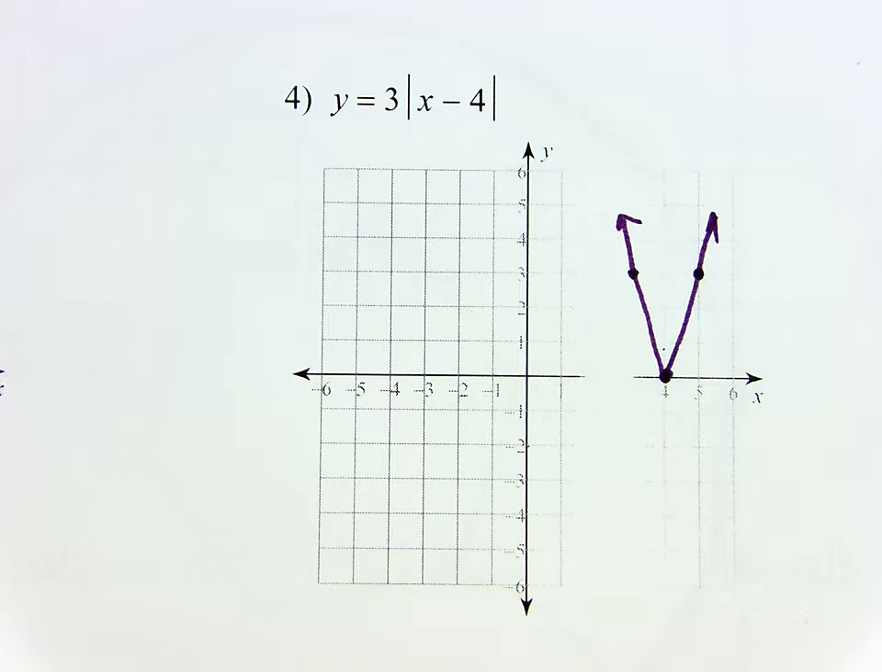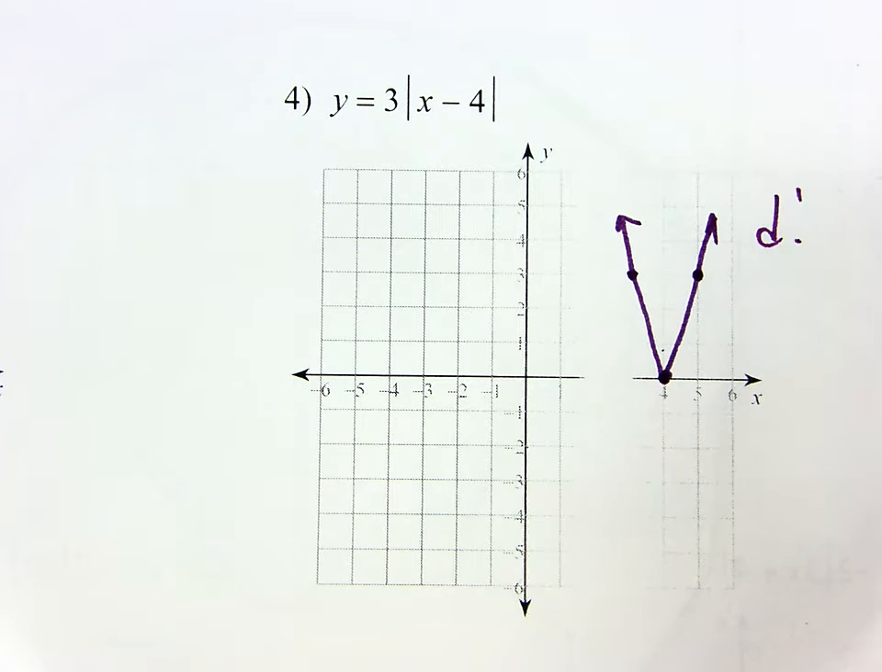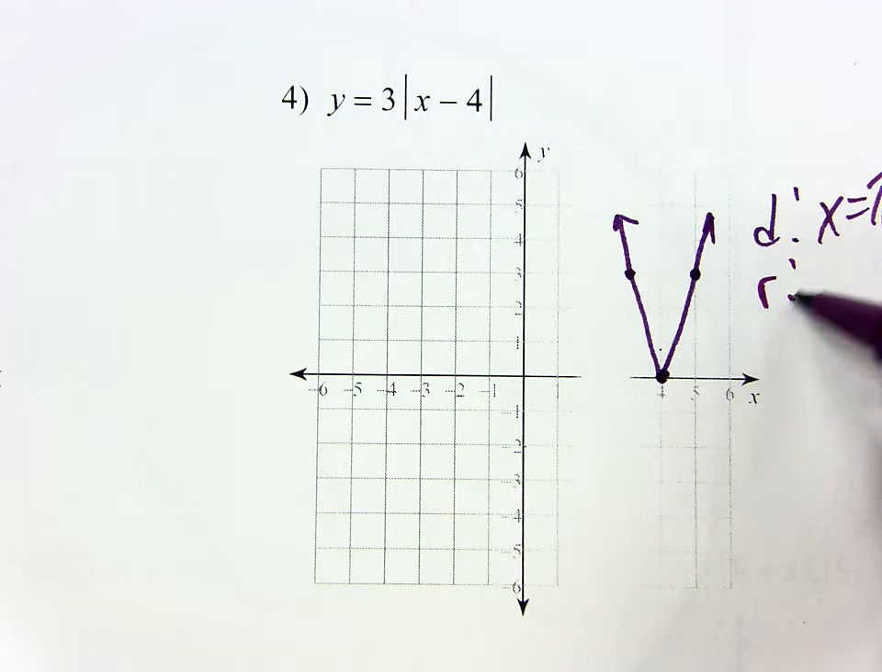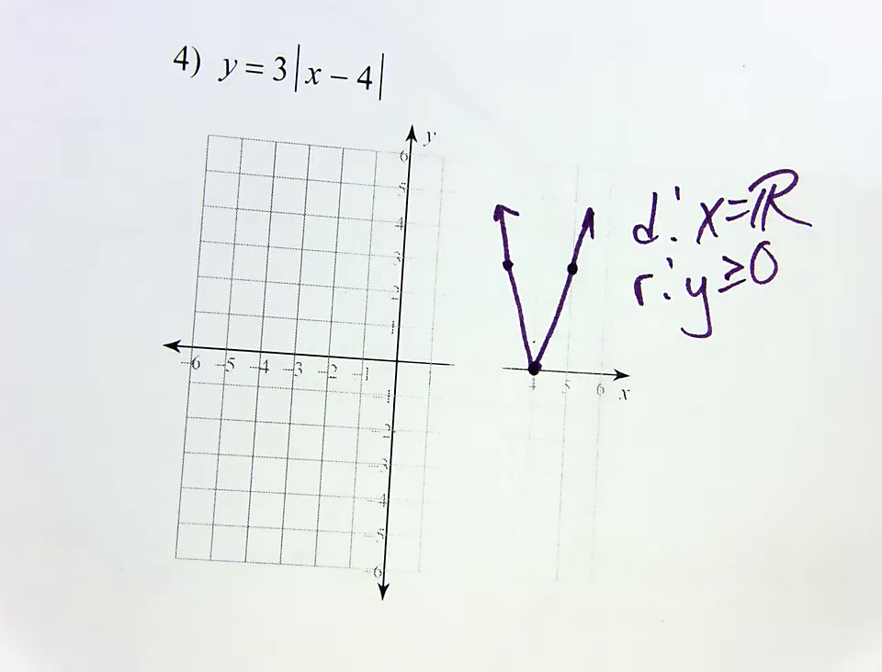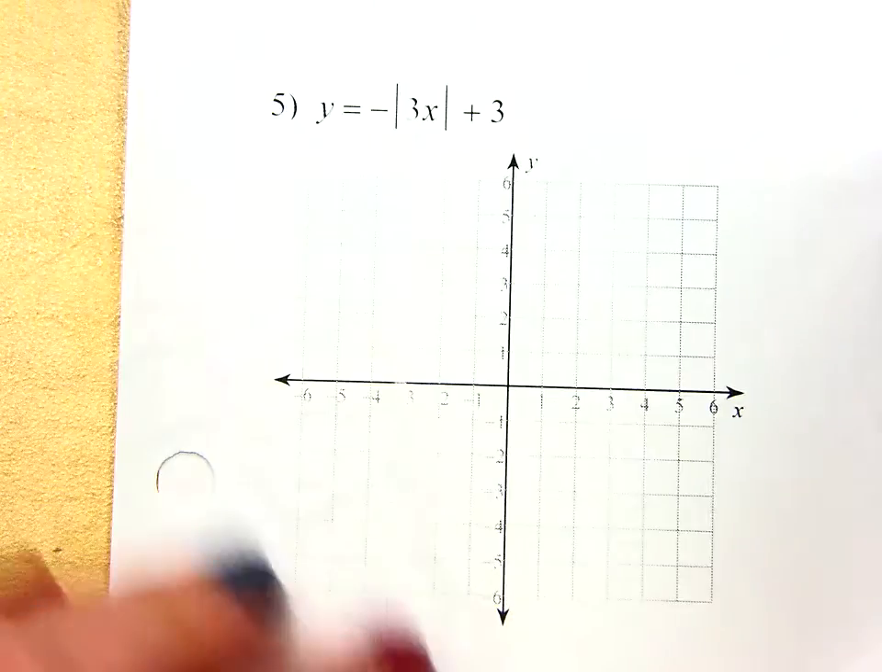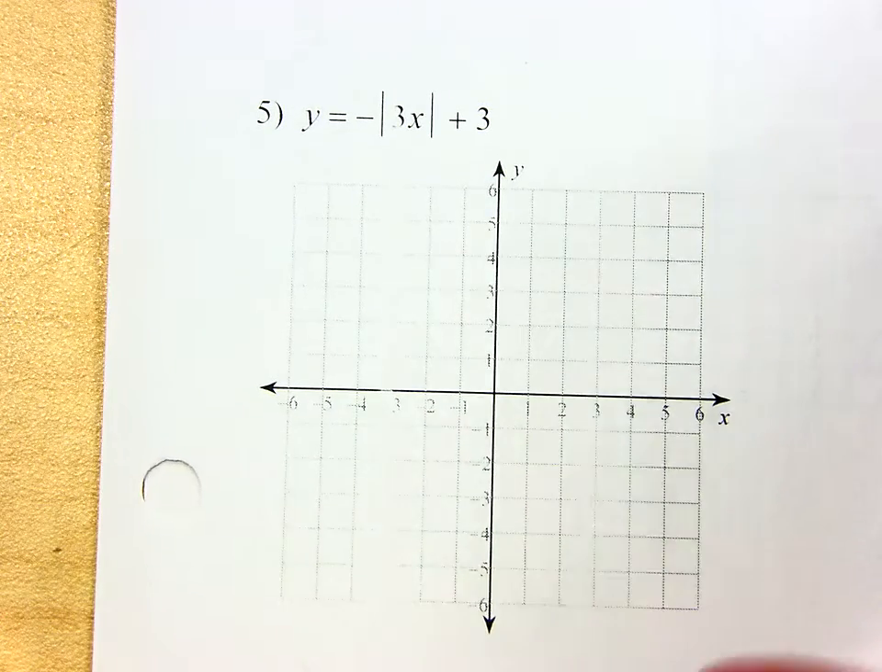Real quick, let's talk domain and range. What's the domain of this graph? All reals, always. And the range? Greater than or equal to 0. Perfect.